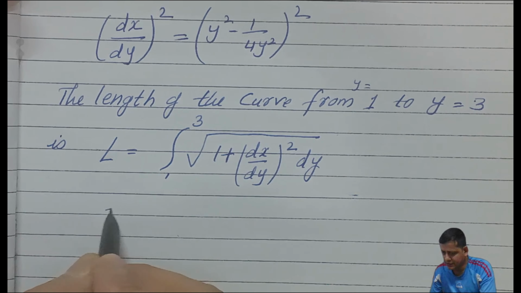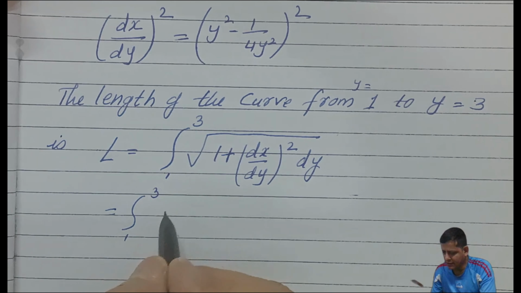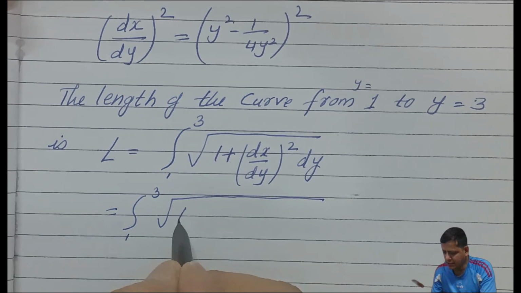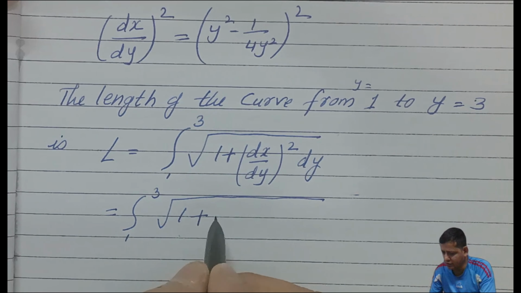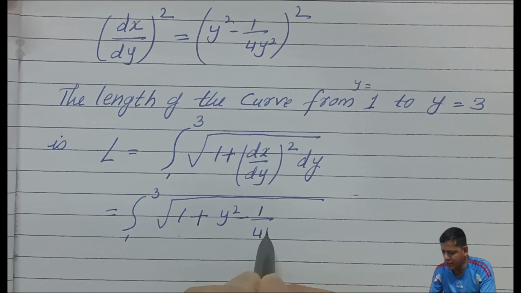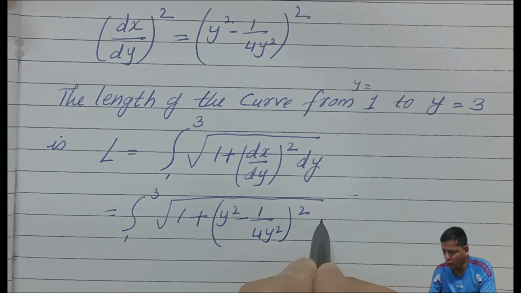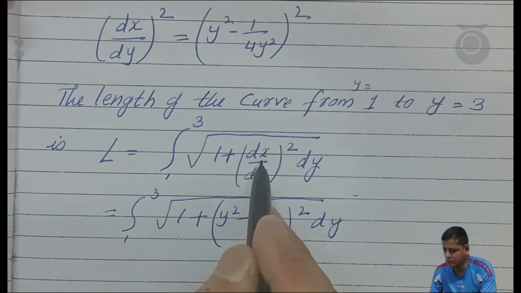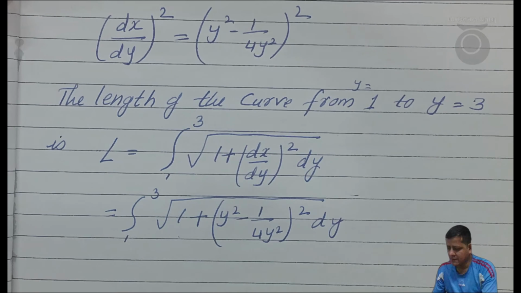So let's write the integration from 1 to 3, and then we have the root of 1 plus, and the value we got we can put over here, which is y square minus 1 by 4 y square, whole square, and then dy. So that's the value we have written over here in place of dx by dy. Okay, just substituting.